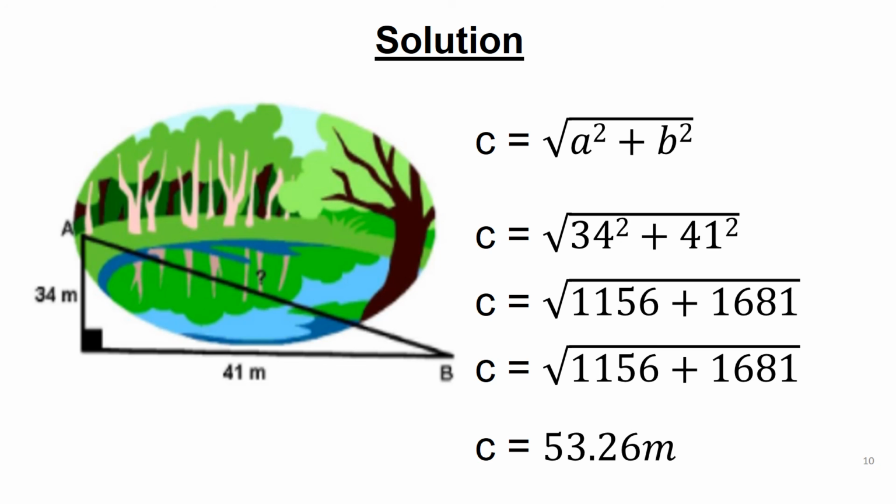In this case, we're assigning a to the value 34 and b to the value 41. And so we continue with our calculations and simplifying. Having found the square root of the sum, the length of c, which is our hypotenuse, is 53.26 meters.